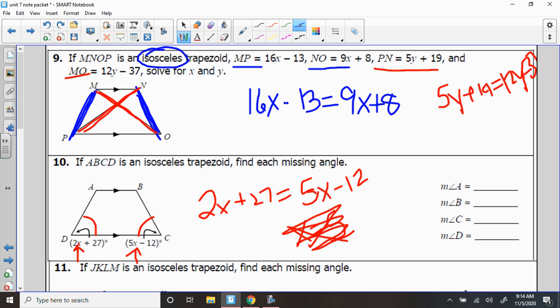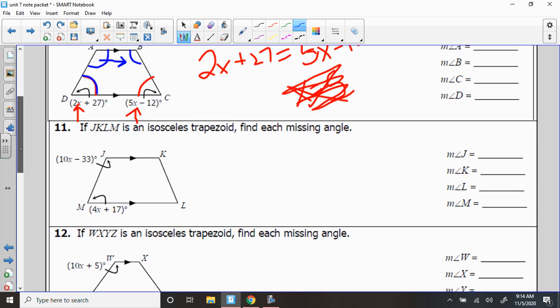And then you would say D and A add up to 180. That's how you'd find A, and then A and B are equal. I'm trying to get through this video in a timely manner so it's not too long.